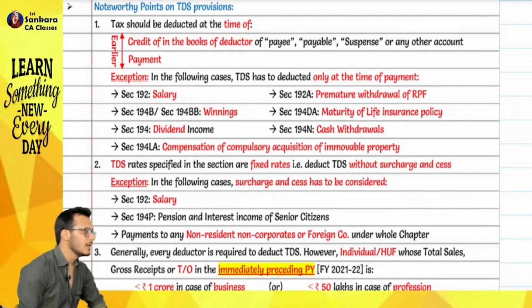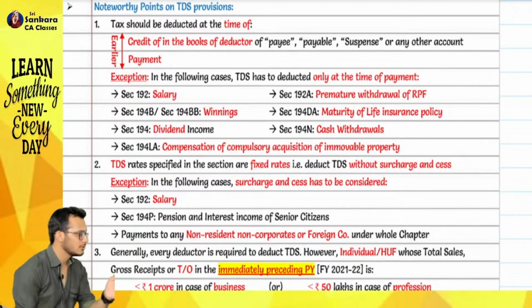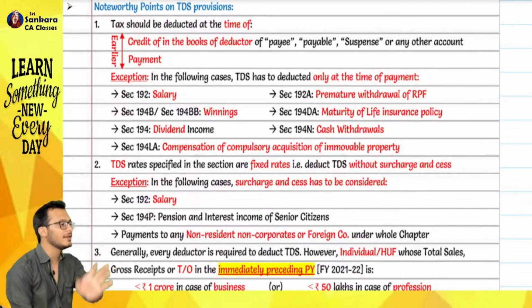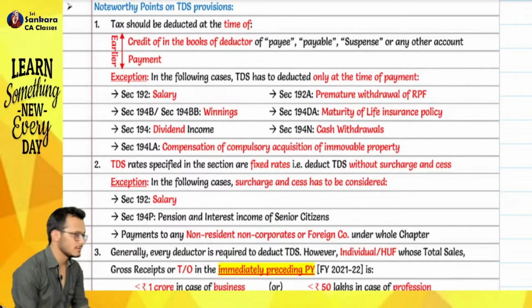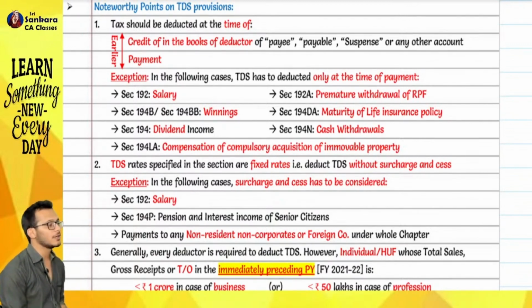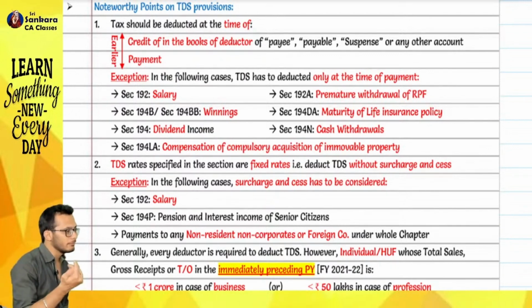Except for two cases. Case number 1, 194N, which talks about cash withdrawals, where TDS applies only on the amount above the limit. And the next is 194Q, which talks about purchase of goods. There also TDS applies only on the amount above the limit. For every other case, you will have to do TDS from rupee 1 once the threshold is breached. Clear?